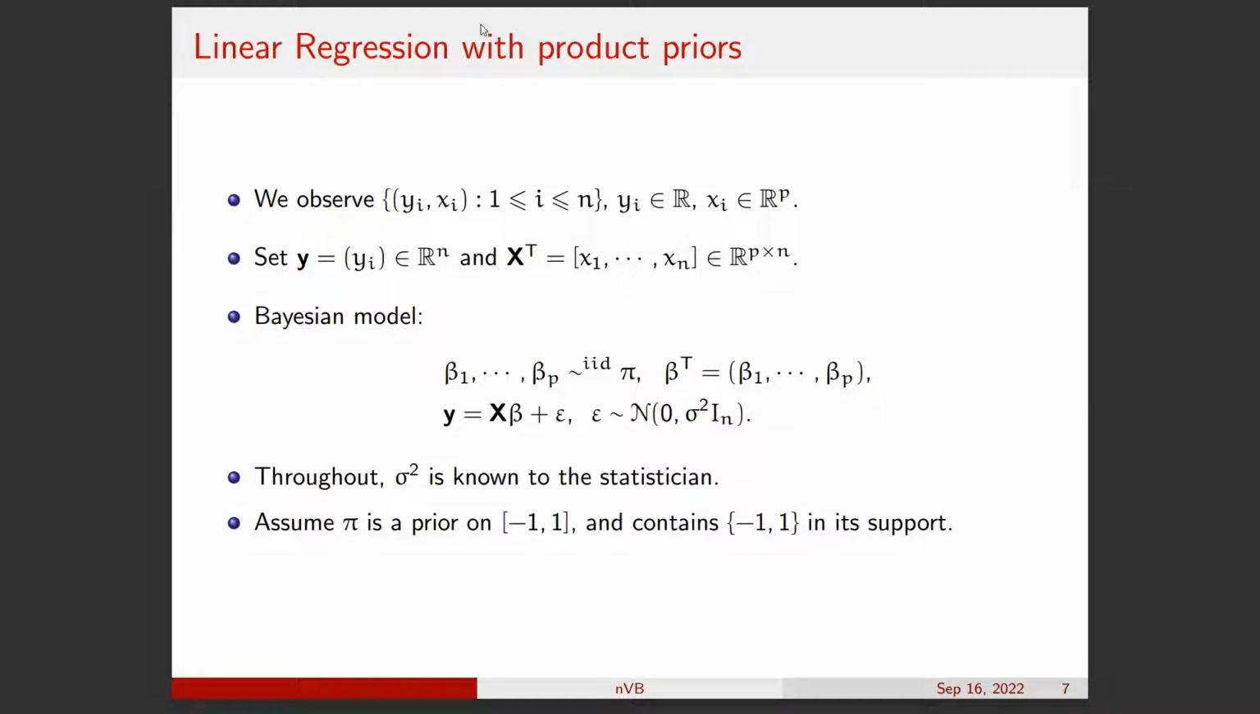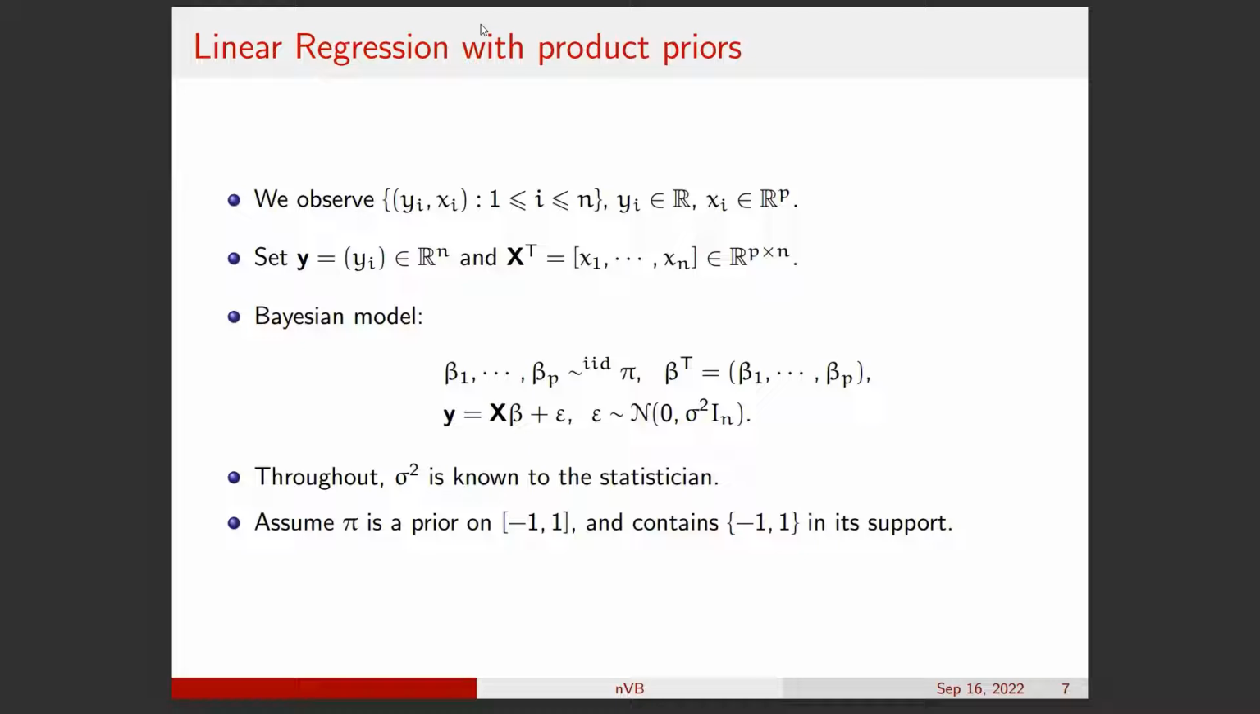And then I see my data from a linear model. I'll also make another simplifying assumption that the variance of the additive Gaussian noise is known to the statistician throughout. And finally, I have some assumption on the compactness of the support of the prior, but I think that's just a technical assumption. One should be able to do away with it as long as the prior has sufficiently light tails. So, for example, sub-Gaussian tails should also work here.